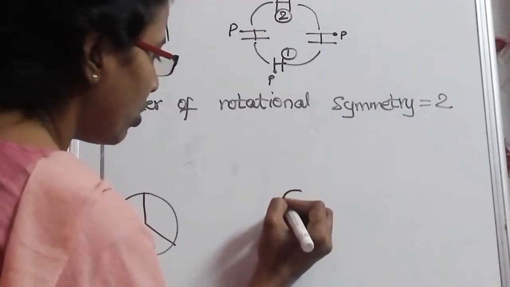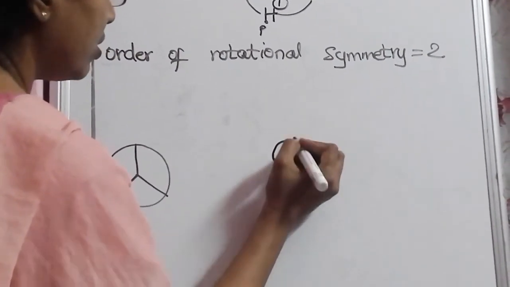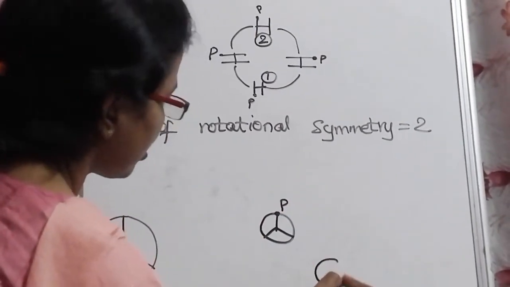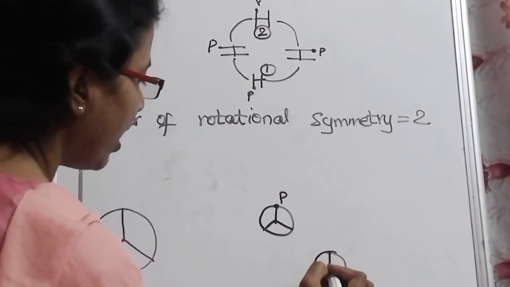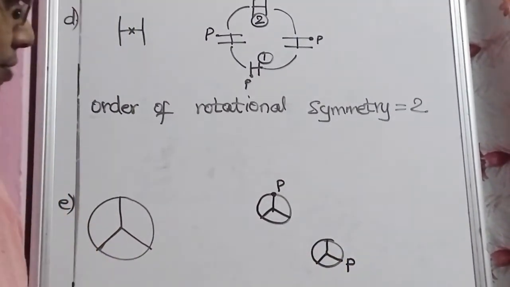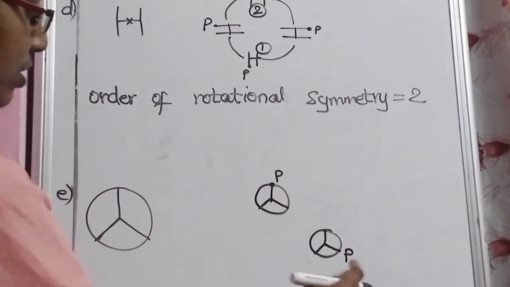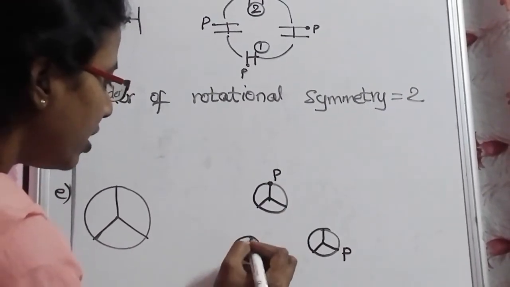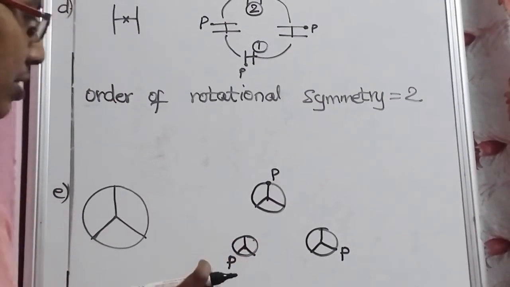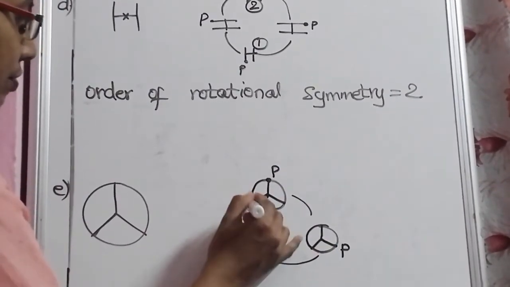Now let us look at the last bit of this problem, which is a diagram given like this. So let's draw this. So this is point P. If you rotate this at some angle, you are going to get this P to this side. Then next time when you rotate, the P is going to come this side. Once more if you rotate, P is going to come this side.